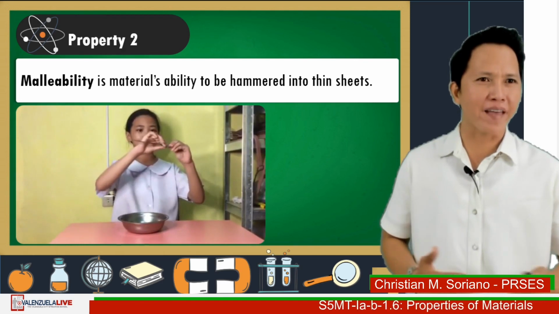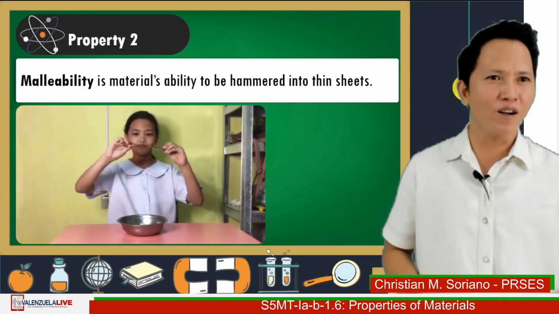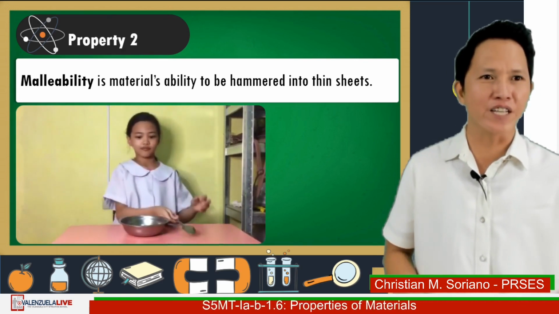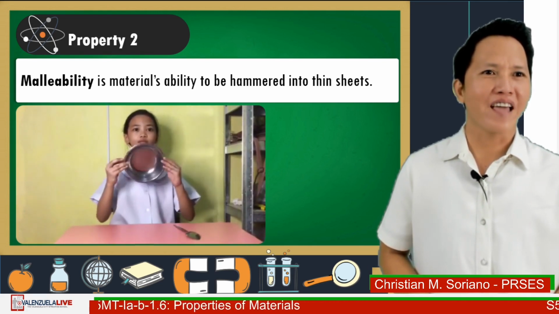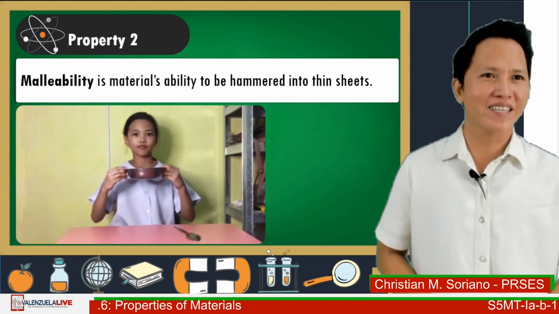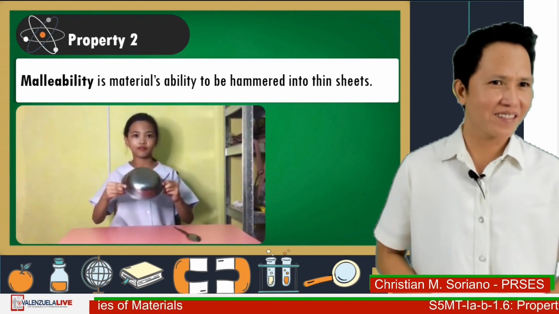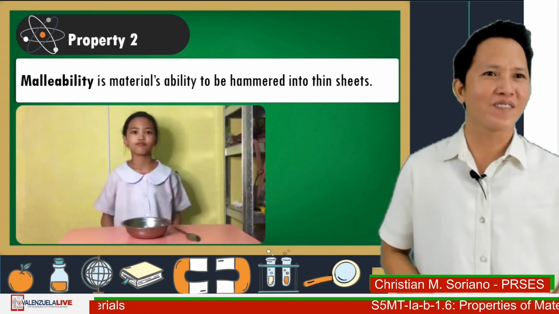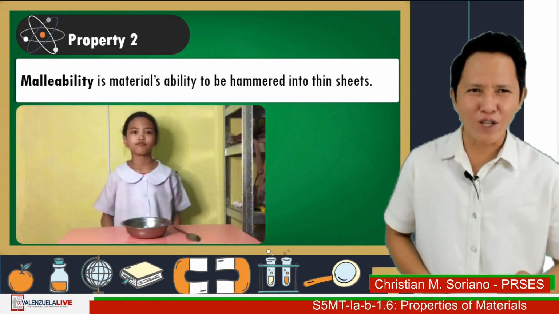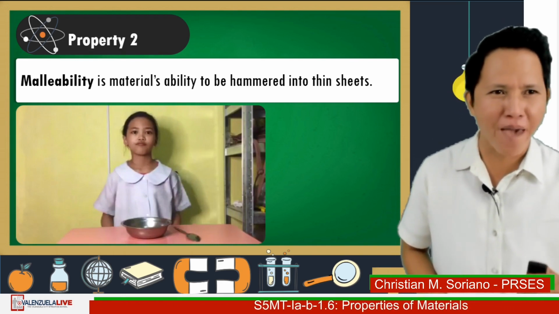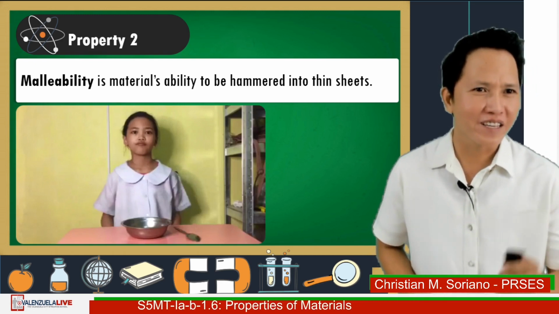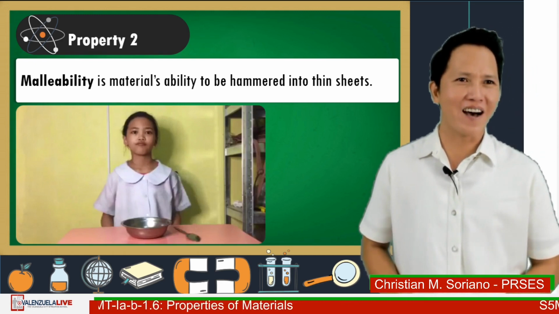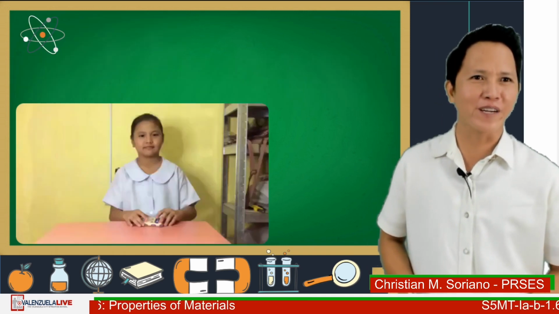Yes, a spoon is a metal which is malleable or can be turned into thin sheets. And as well as the metal plate, it is thin but strong. All right, I want you to think of those flat metals in your kitchen, and I'm sure they are all malleable. Okay, let's have the third property.